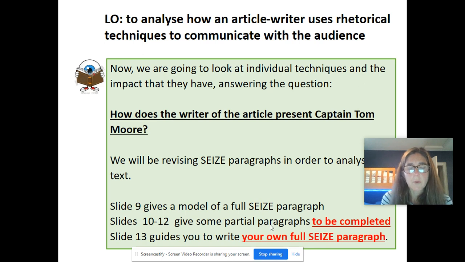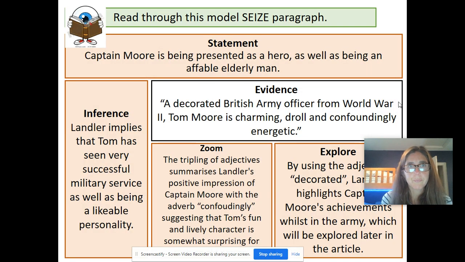And basically what's going to happen is we're going to look at a model of a C's paragraph in answer to this question. I'm going to give you some partial paragraphs that you're going to complete, and then you'll end up by writing your own C's paragraph. And lots of you are really good at this already, so it shouldn't be a problem, but because we're not with you, we just want to walk you through these steps. Okay, so let's look at an example in answer to the question, how does the writer present Captain Tom Moore?